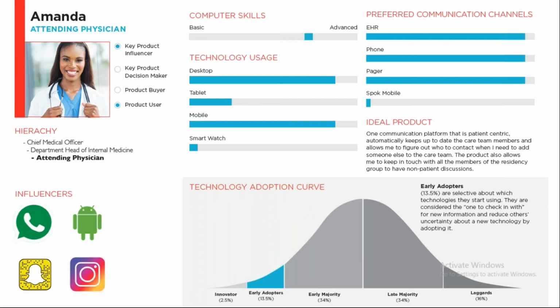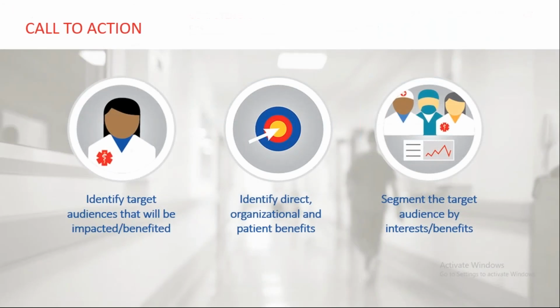So you need to identify your target audiences that will be impacted and benefited. We talked about the differences between impacted and benefited. Make sure you're identifying those, and you'll do that through understanding what workflows you're going to impact. Identify direct organizational and patient benefits, right? You need to make sure that you're aware of those, and then segment the target audience by interests and benefits.